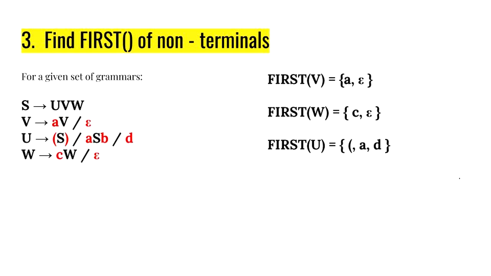D. When it comes to S, you have to find first of UVW, that is you have to find first of U, and if first of U contains epsilon, you will have to find first of V. In this case, we know first of U does not contain epsilon. First of S will be equal to first of U. In this case, open bracket, A, D.